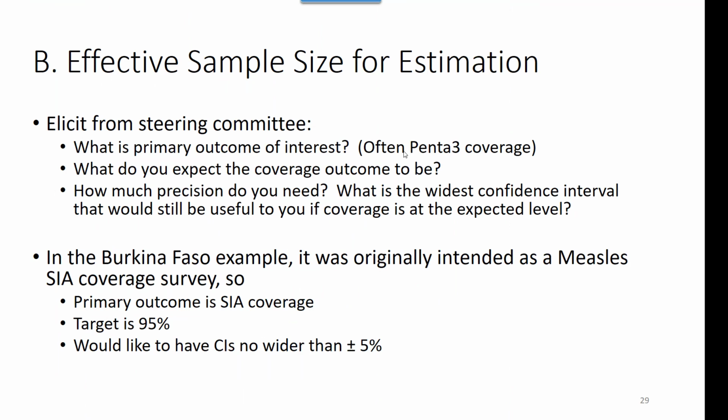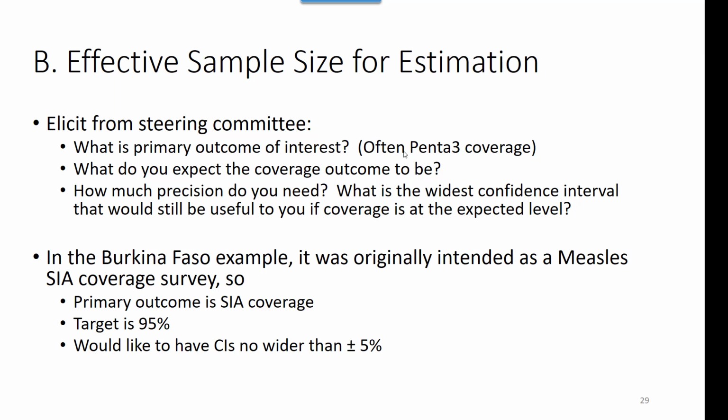The second important value is the effective sample size. You will remember this is the sample size that we would use if we were doing a simple random sample. How do we calculate the effective sample size? Well, if we're talking about a survey for estimation, then we have to elicit three quantities from the steering committee.